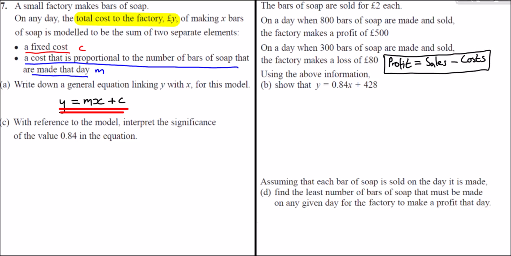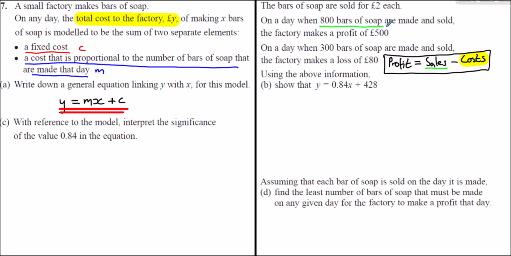And y is the cost to the factory. So essentially, profit is the sales minus y. So first of all, we can use this formula and input information on this line. They're sold for £2 each, and so on a day when 800 bars are sold, that's going to be £1,600 in sales.